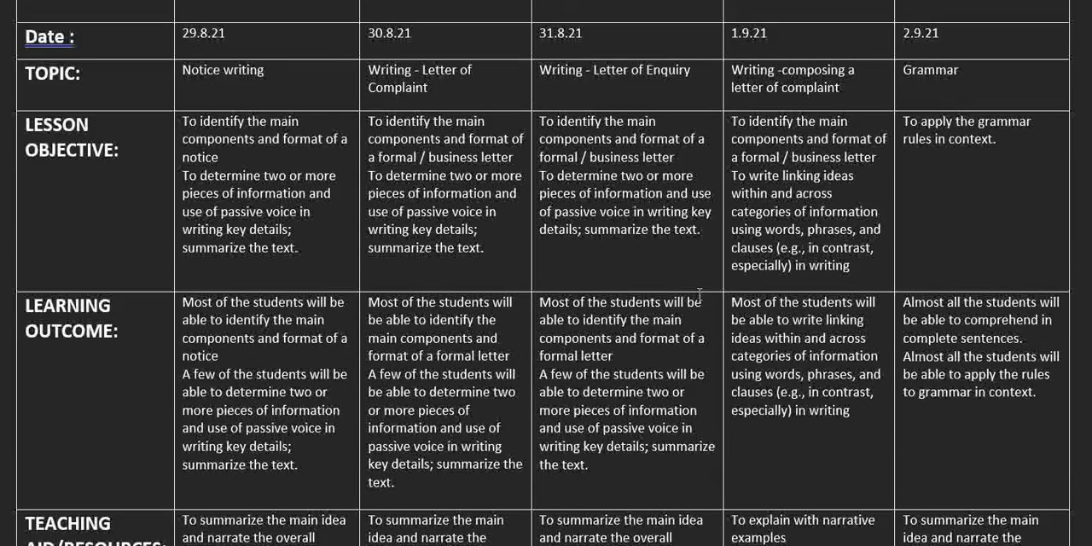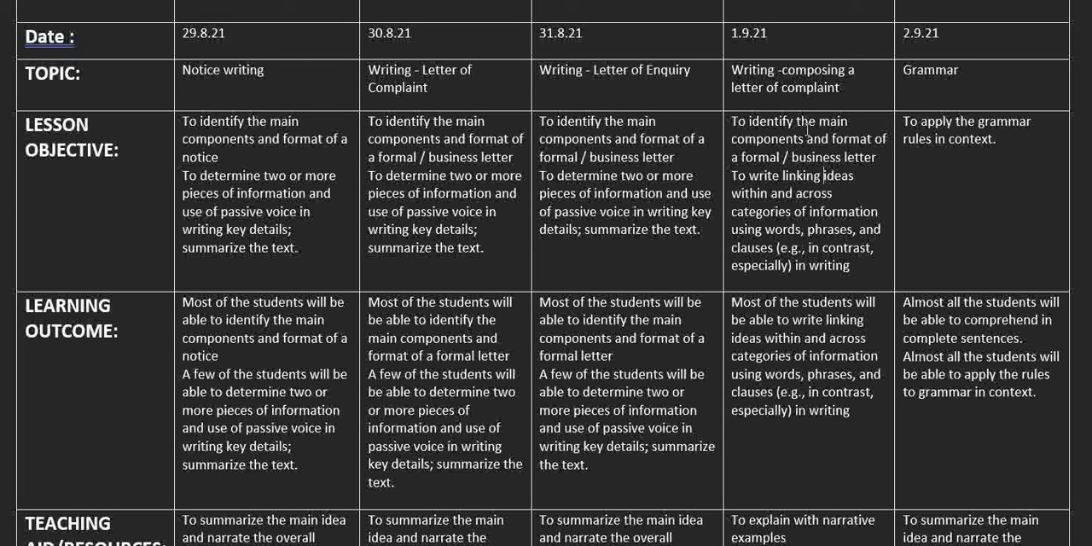Then on the following day again there is a letter of complaint, because in between, when you have already done a letter of complaint and a letter of inquiry, you should be able to identify and select the appropriate language. Over here the task is also, the onus is on the students. The students can bring in a situation, or we can select a situation from literature and write a letter of complaint based on it.